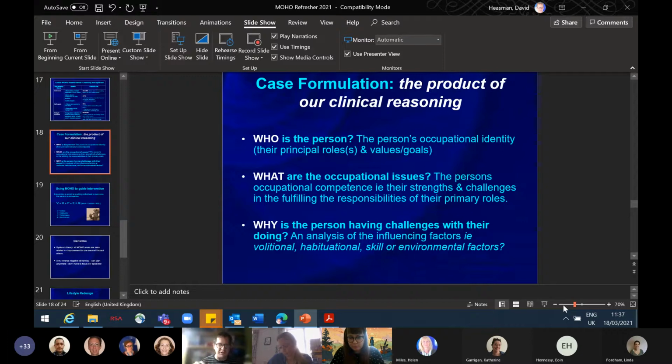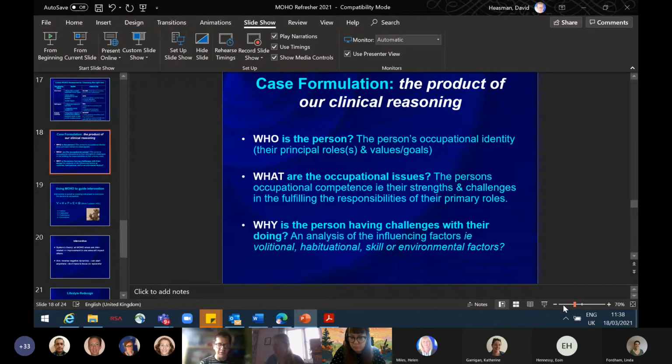In the case formulation, what you're trying to do is reassemble the person by summarising what you've discovered in a clear and concise way that helps us and also helps them understand why they're having problems doing things. Case formulation is an art and a skill that really takes practice. OTs, like a lot of health professionals, are not good at concise, not good at pulling things together in a clear, short, brief, punchy way. And that's what these formulations are trying to distill our assessment down to.